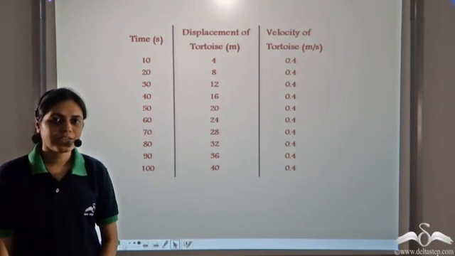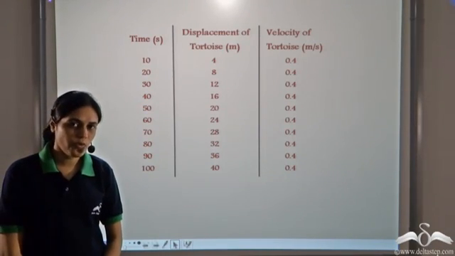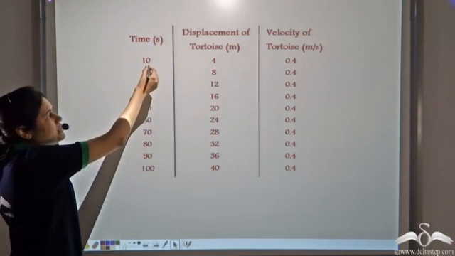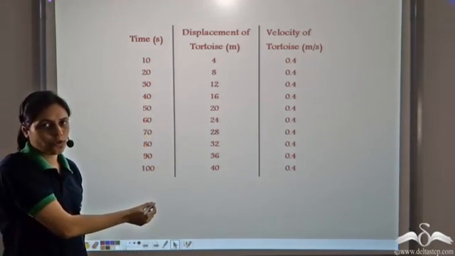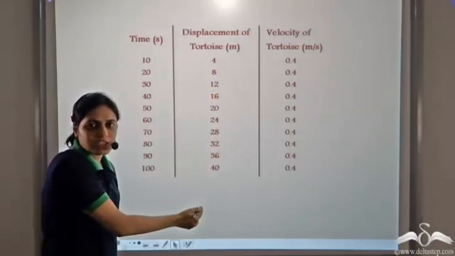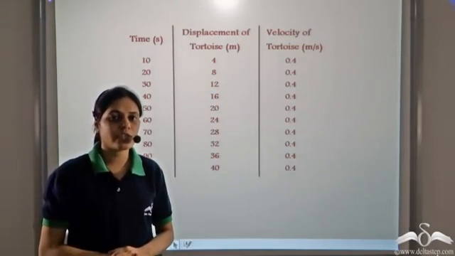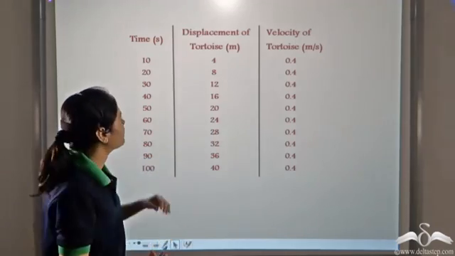We have seen that the tortoise was slow, but he was steady. So this is the time taken by tortoise, and this is the displacement of tortoise. So let us see what was his velocity at different points in time.